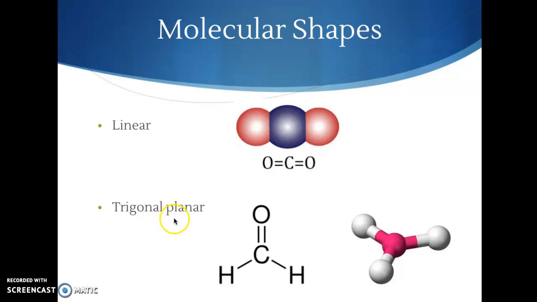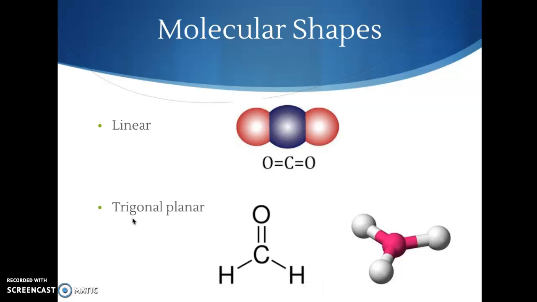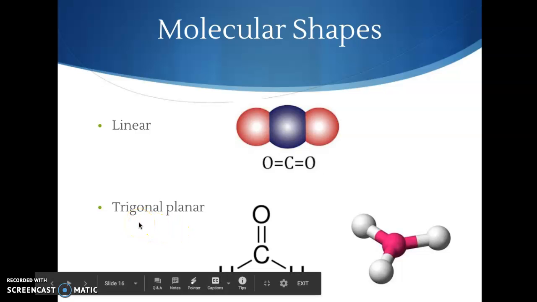The next one is trigonal planar. All right, with a trigonal planar molecule, you have three atoms bonded to the center atom, and there are no lone pairs on the center atom. So that's a trigonal planar shape. And here's a three-dimensional picture of it right there. But this is what the Lewis dot diagram looks like. There are three atoms bonded to the center, no lone pairs on the center.